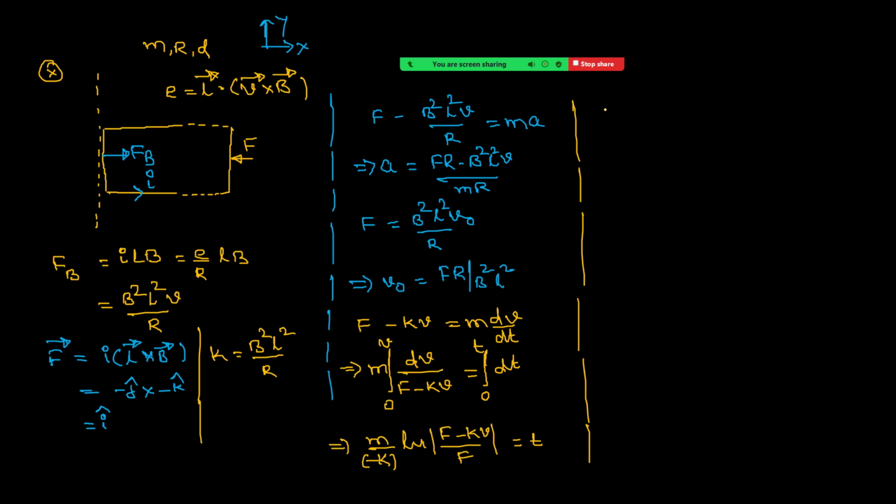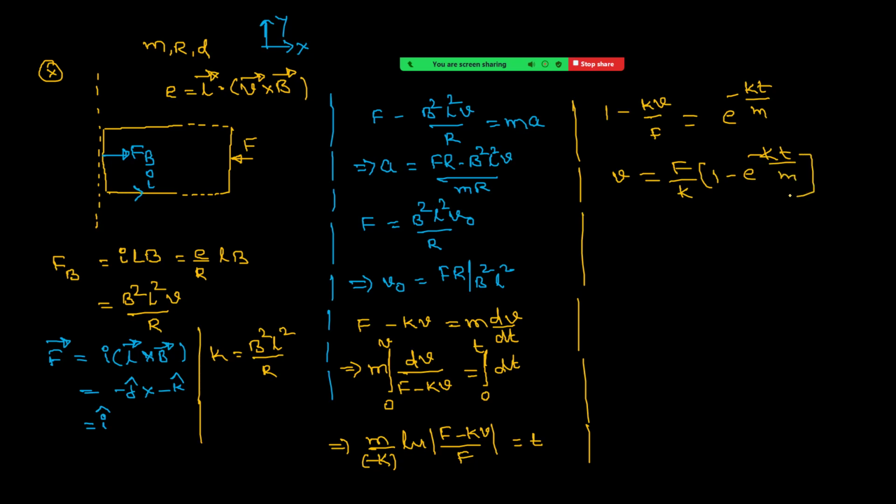Now simplify this. So I have taken this part to here and take anti-log: 1 minus kv upon F, that is equal to e power minus kt by m. Okay. So I have taken this value to the right side and then I have taken anti-log. Now from this, v equal to F by k into (1 minus e power minus kt by m).